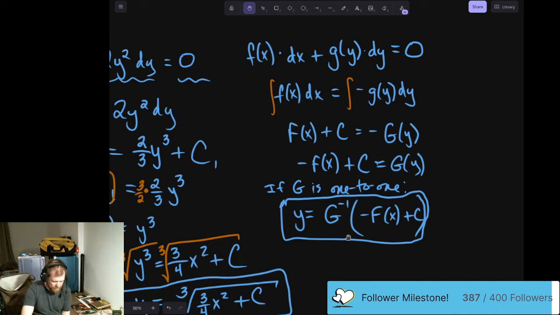That's a mixed differential equation. That's not separable. Yeah, alright, that one works.